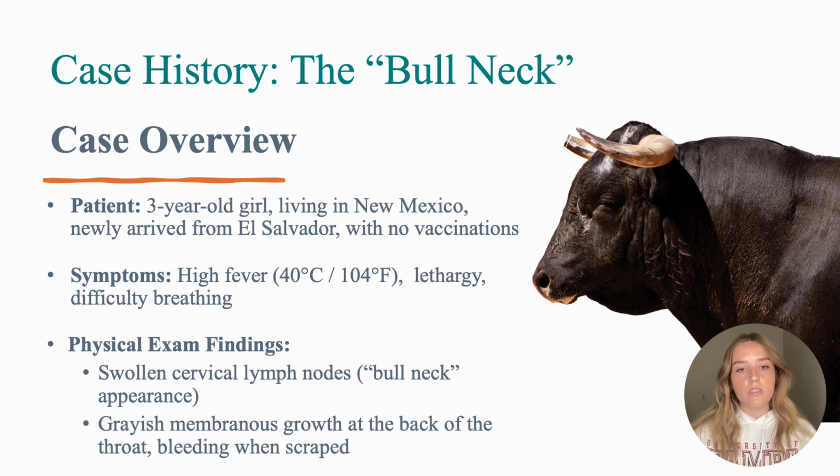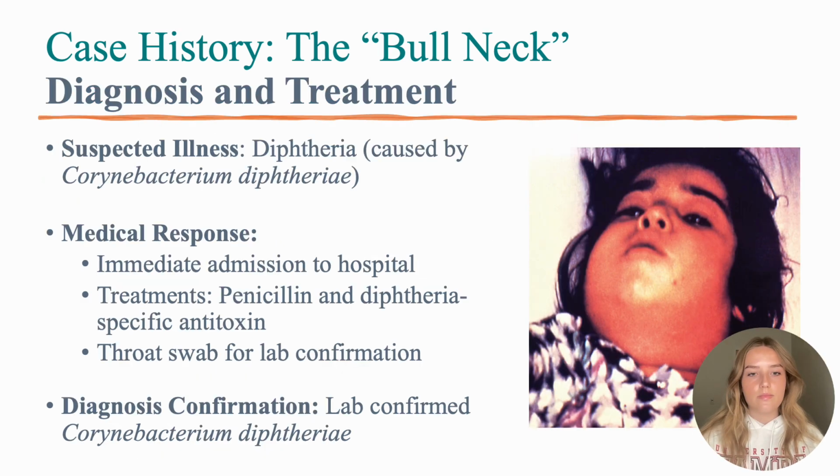The physical exam findings were she had swollen cervical lymph nodes, which gave her the bull neck appearance like we see in this image over here. And she had a grayish membranous growth at the back of her throat. And when the doctor scraped at it, she had bleeding.